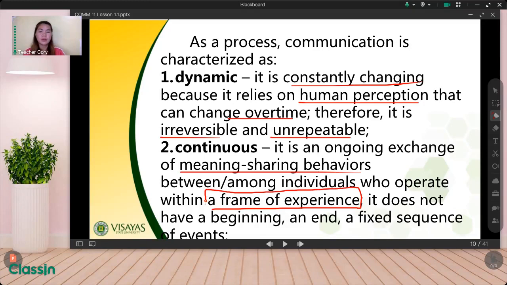who operate within a frame of experience. When we are communicating, we bring with us also a frame of experience. That's why it's important for us to have common ground so that we can understand each other. Because if I have a totally different culture from yours, it is prone to misinterpretation or misunderstanding. Sometimes it's quite easy to talk to a person who has similar experiences and similar interests, and we have the same frame of reference.